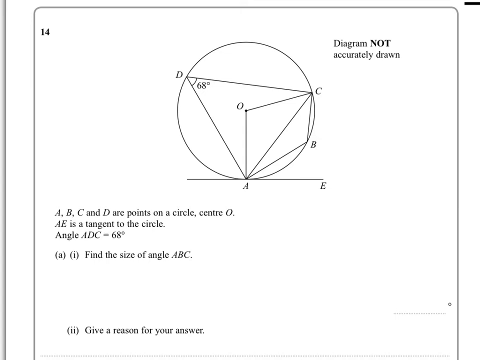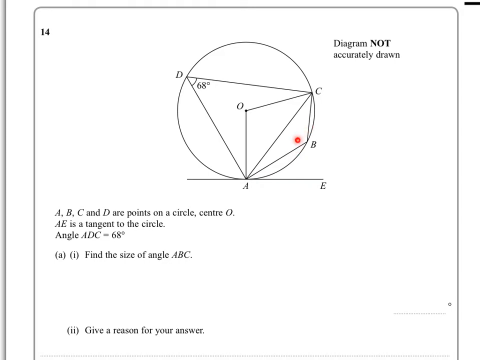In question 14, we're given a circle, and within that circle we have a quadrilateral. Whenever you have a quadrilateral within a circle, it's called a cyclic quadrilateral, because cyclic comes from circular, and a quadrilateral within that. So for part A, we're asked to find the size of angle ABC.